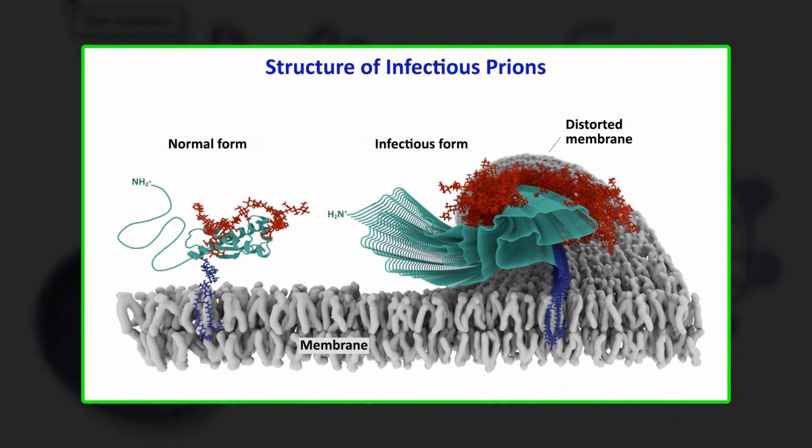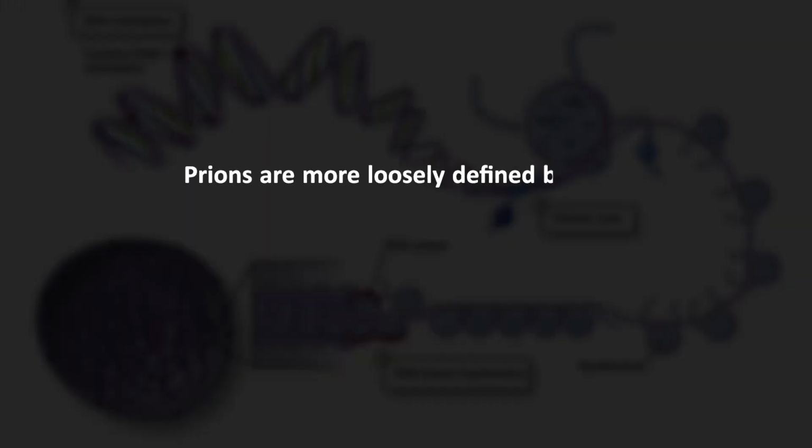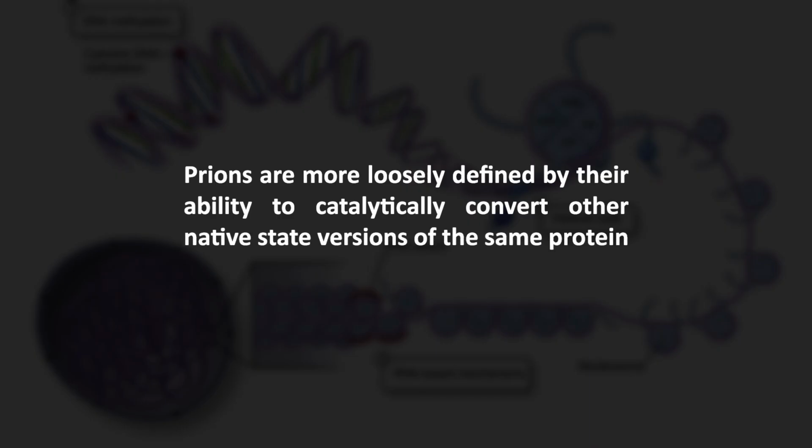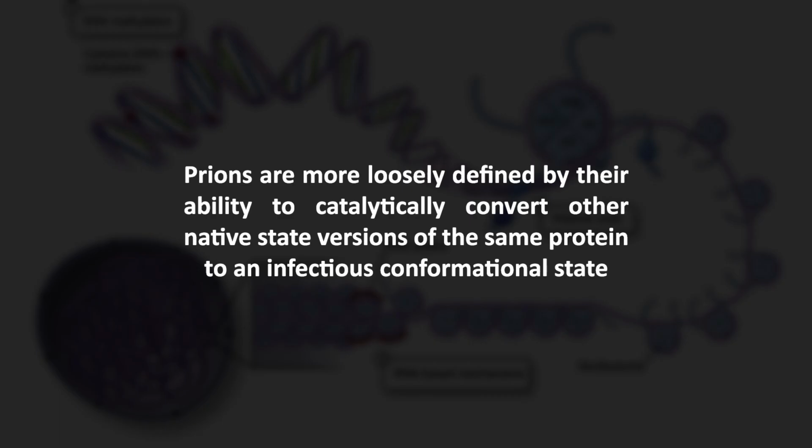In general, proteins fold into discrete units that perform distinct cellular functions, but some proteins are also capable of forming an infectious conformational state known as prion. Although often viewed in the context of infectious diseases, prions are more loosely defined by their ability to catalytically convert other native state versions of the same protein into an infectious conformational state.